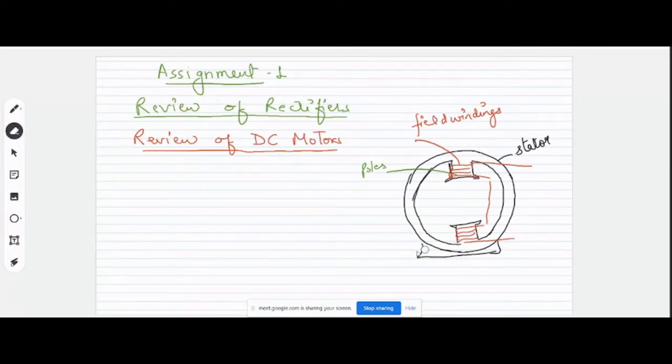Yes, sir. This is the base. Right. So this is the field winding, right? This is the yoke, and these all are the parts of your stator. Sometimes we also call it stator winding.